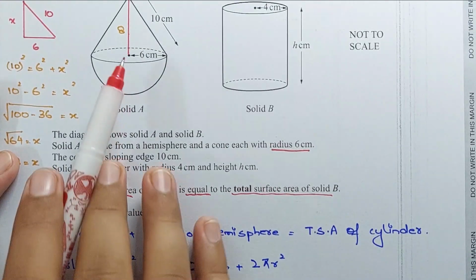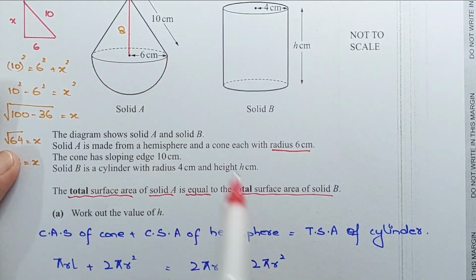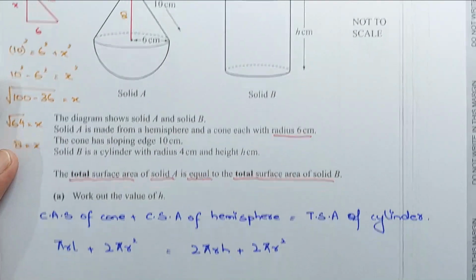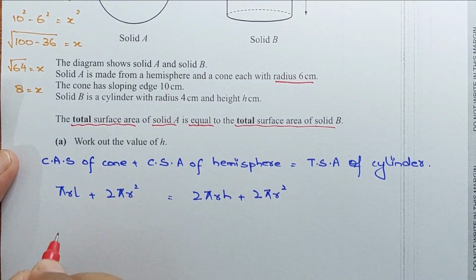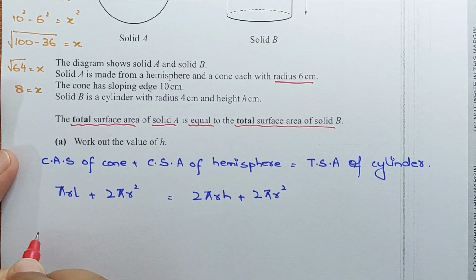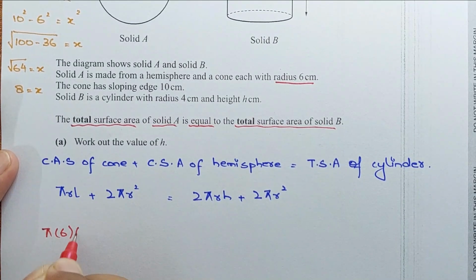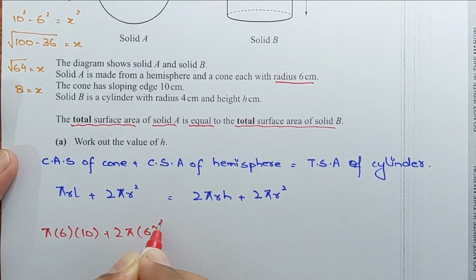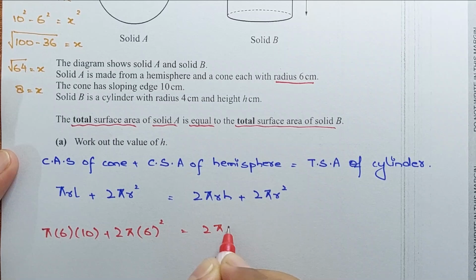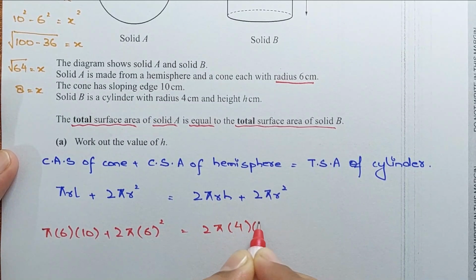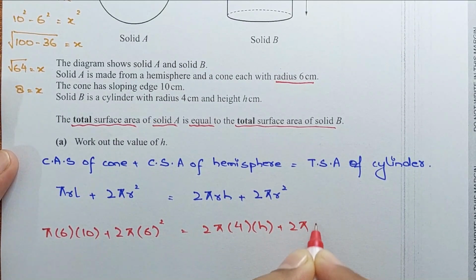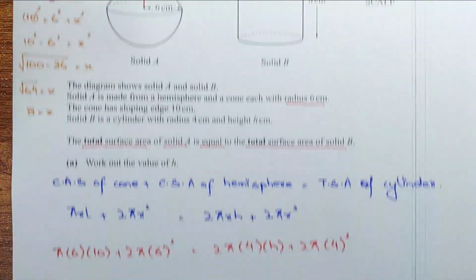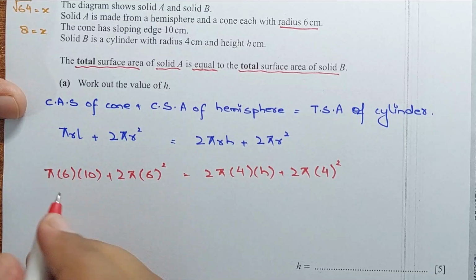The radius is 6 and the slant height is 10. So pi times 6 times 10, plus 2 pi times 6 squared, equals 2 pi times 4 times h, plus 2 pi times 4 squared. In this question we don't need the vertical height, sorry, I thought we needed it.